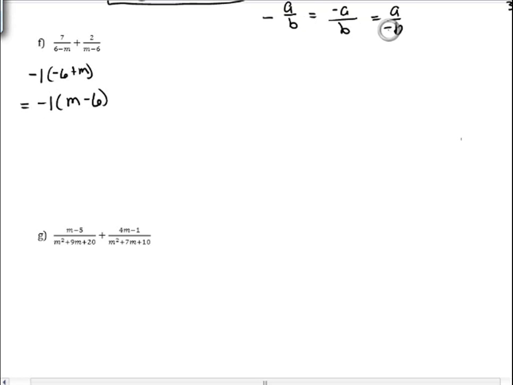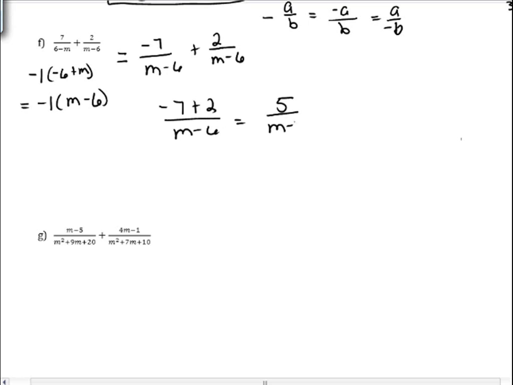So right now we have the negative sign down on the bottom, but we can move it up to the top. So this is really the same as -7 over m minus 6 plus 2 over m minus 6. And now we have the same denominators, and we can add the numerators together. -7 plus 2 over m minus 6. That gives us 5 over m minus 6. -5, rather.